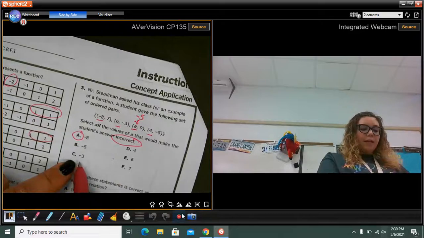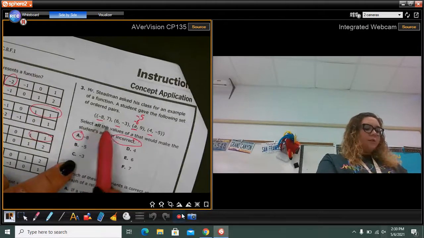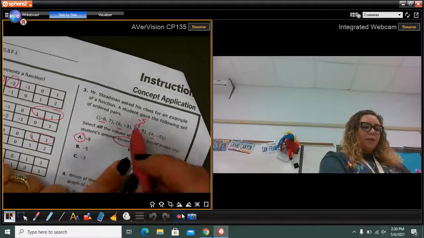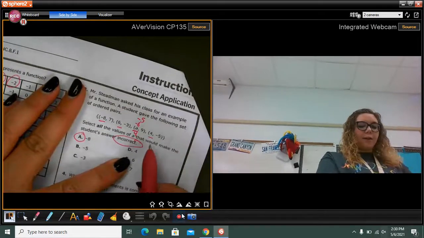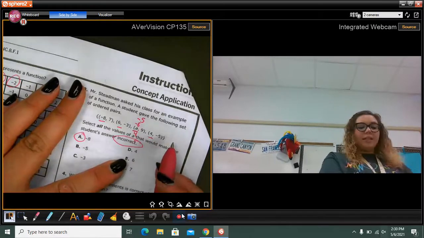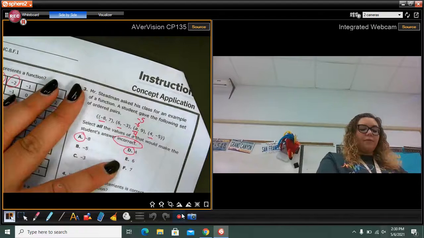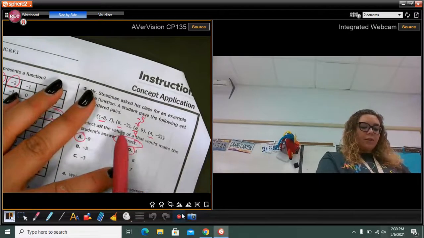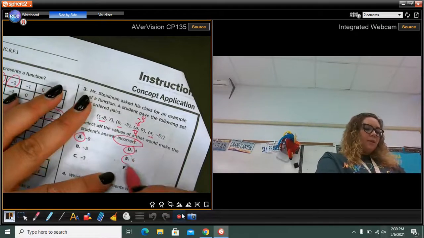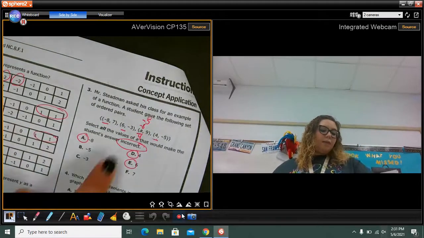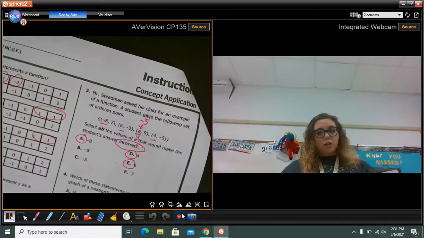If I plug in negative 3, do I have any other negative 3s? What about 4? If I plug in the 4 here, is there another x value as 4? Yes. Do I have 2 different outputs? Yes. So this would make it not a function. Okay, what about 6? I do. Is my outputs different with both of these? Yes. So E would not make it a function. And then 7, okay, I can put a 7. Do I have any repeating 7s? No.